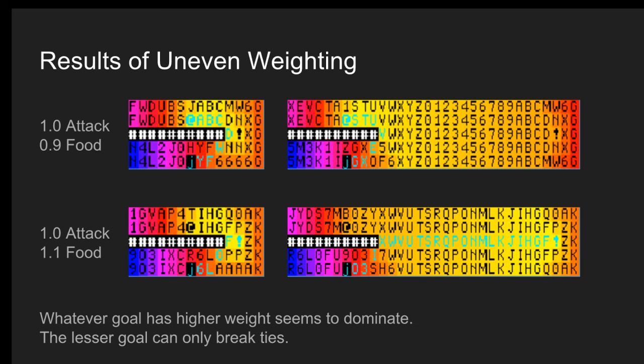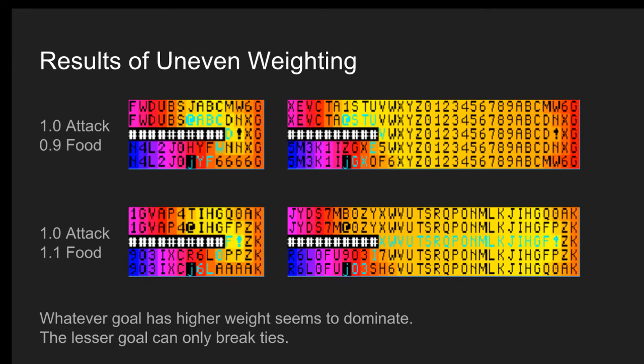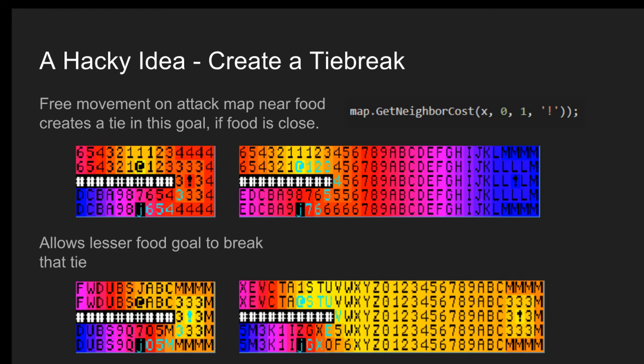So it seemed to dominate, right? And I have some kind of kludgy solution that involves creating a tie break on purpose, right? Because what we can see is that the lesser weighting can only break a tie from the point of view of the more dominant weighting. And so here what I did is I used our neighbor cost again, but I said it's free to move near food. Within one cell of food is free. So the attack one is indifferent there to how it's going to move when it encounters the food. And then this map will break the tie.